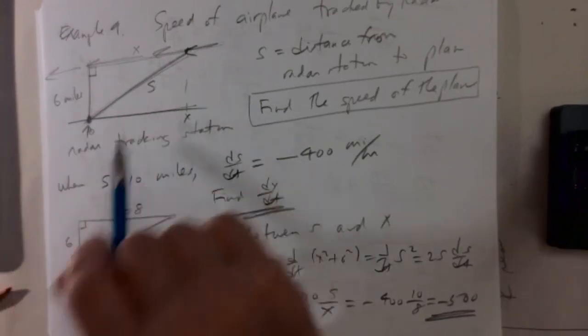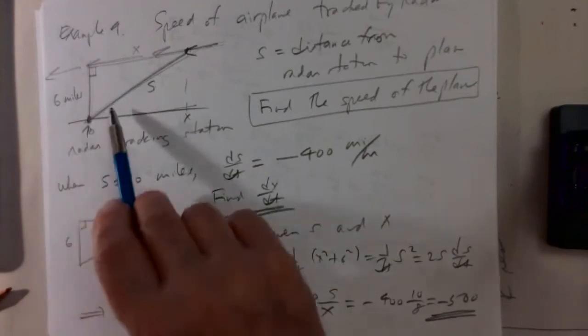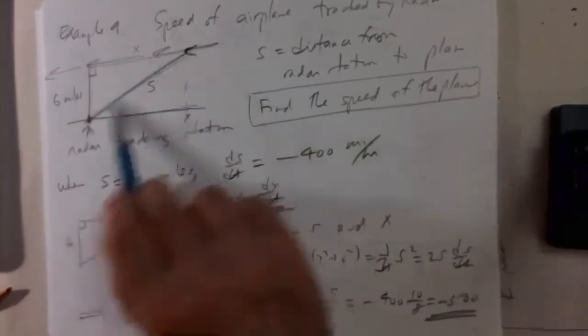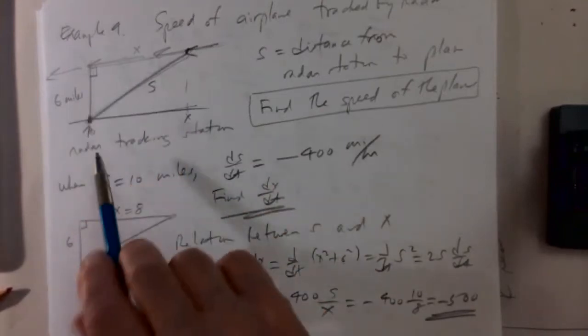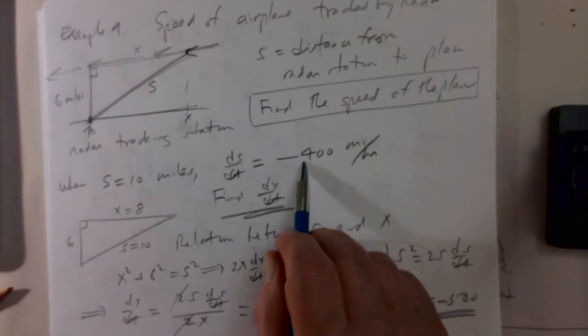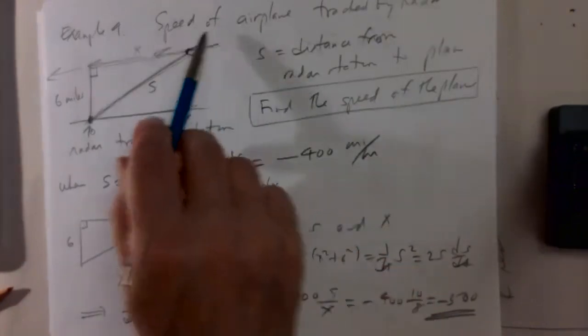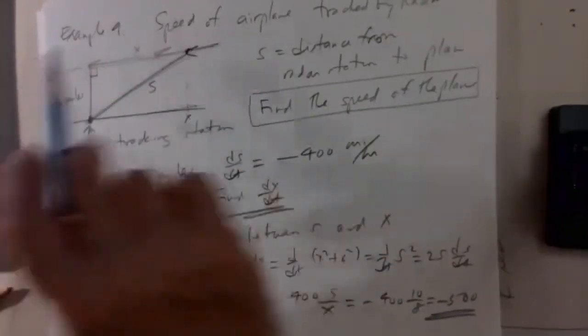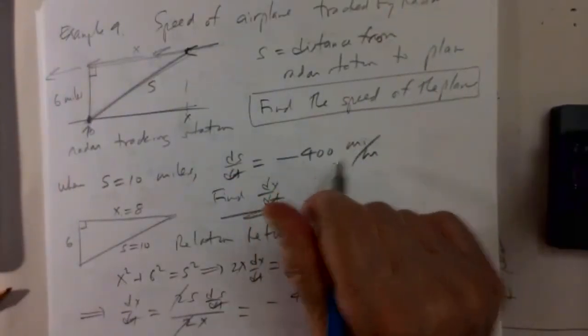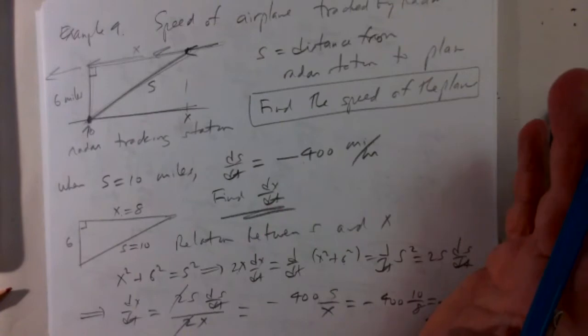And at the instant of time when the plane is 10 miles in a straight line from the radar station, when s equals 10, ds/dt is changing at a rate of minus 400 miles an hour. It's decreasing because it's moving in this negative direction. And you want to deduce from that how fast the plane is actually flying.